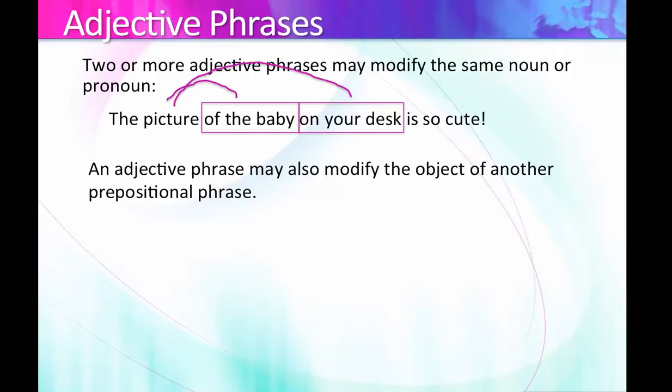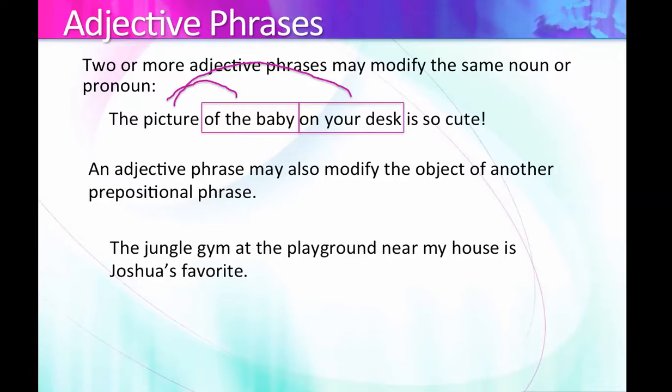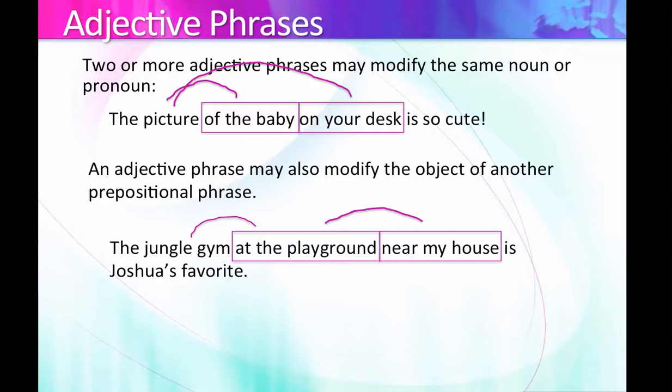An adjective phrase may also modify the object of another prepositional phrase. The jungle gym at the playground near my house is Joshua's favorite. At the playground is a prep phrase, so is near my house. At the playground tells us more about which jungle gym. Near my house is telling us about which playground. But because it's modifying playground, which, as the object of the preposition, is a noun, near my house is still functioning as an adjective phrase.